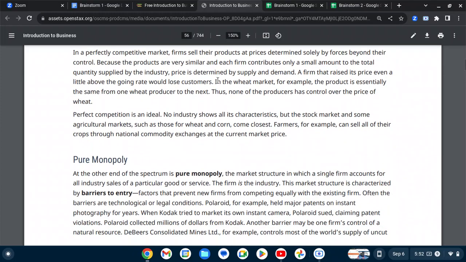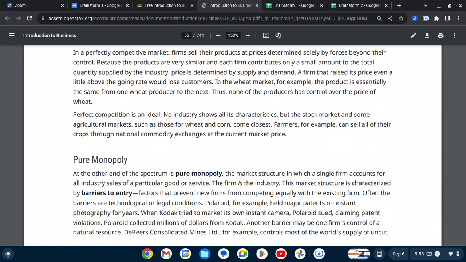In a perfectly competitive market, firms sell their products at prices determined solely by forces beyond their control. Because the products are very similar and each firm contributes only a small amount to the total quantity supplied by the industry, price is determined by supply and demand. A firm that raised its price even a little above the going rate would lose customers. In the wheat market, for example, the product is essentially the same from one wheat producer to the next. Thus, none of the producers has control over the price of wheat.